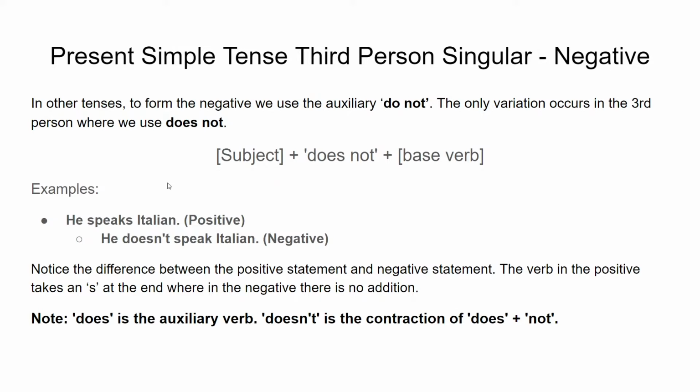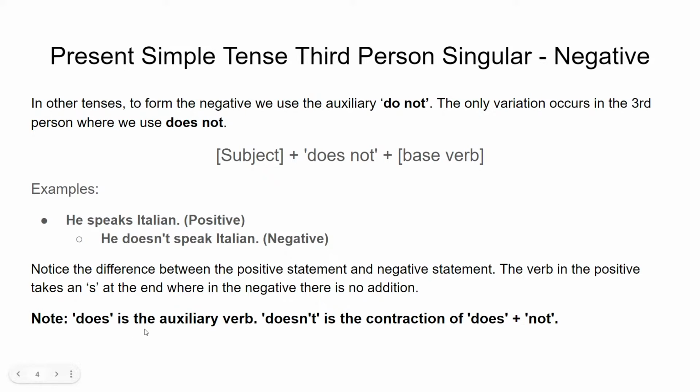However, in the negative, we change this by dropping the S on the third person singular verb and we add the auxiliary verb does not. He doesn't speak Italian, which is the negative version. Notice the S is dropped from the positive version of speaks, and you add the auxiliary verb does not. In this case, we are using the contraction doesn't, which we have a note here at the bottom.